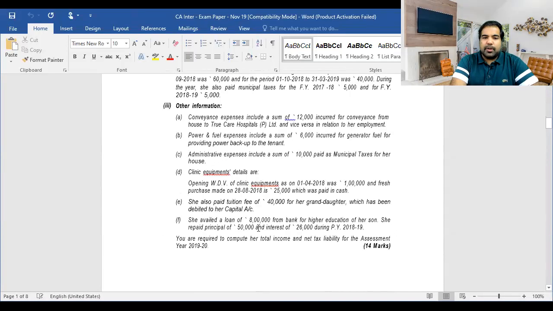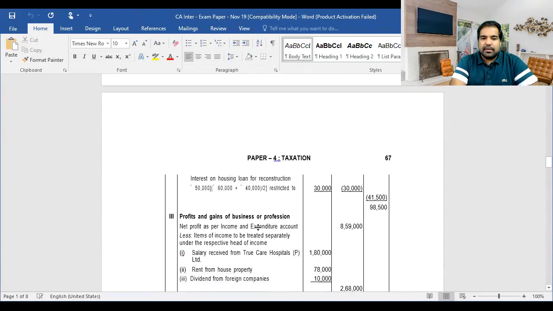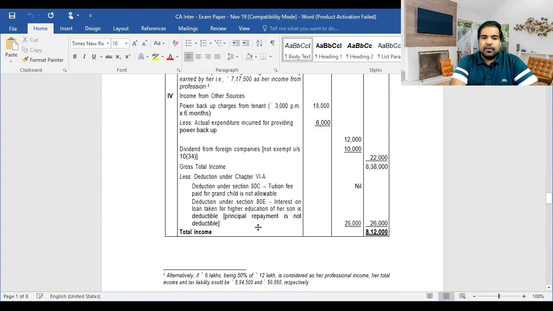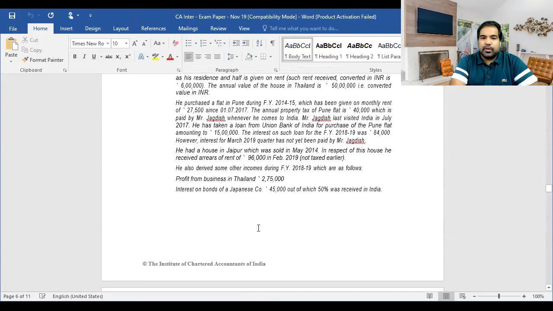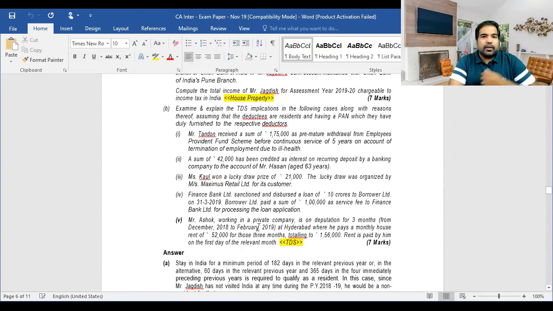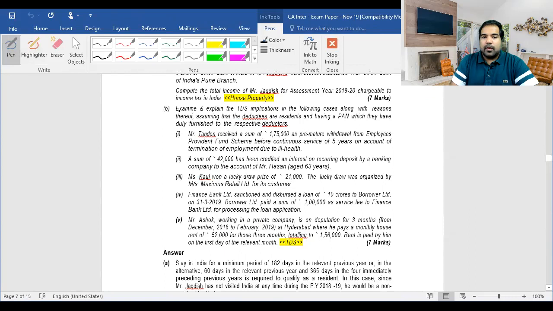Perfect. Again, guys, same place. Question number 2 is where you will find TDS sums. Here it is. This is question number 2, the second part. Here we go. Examine and explain the TDS implications.